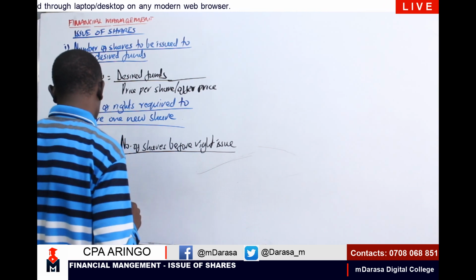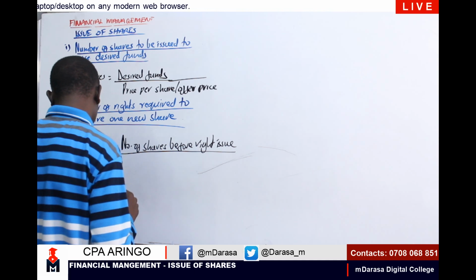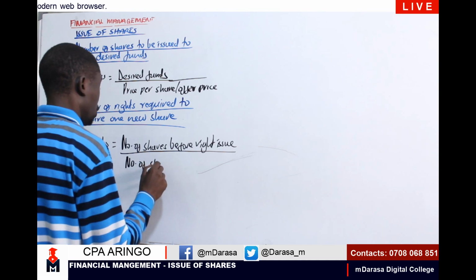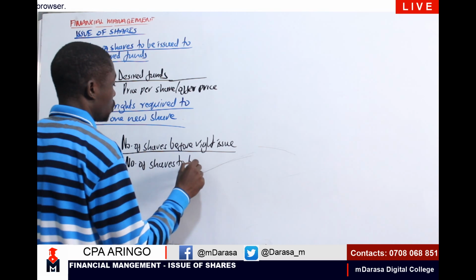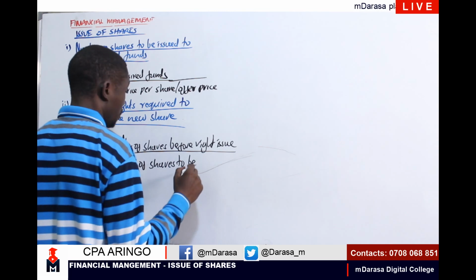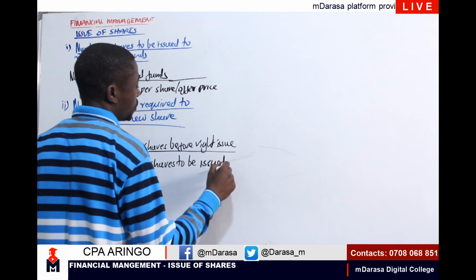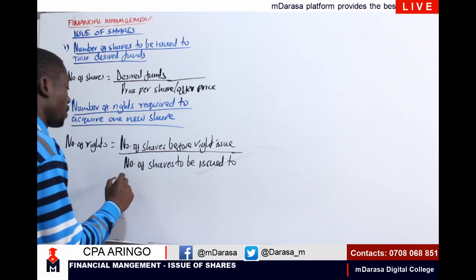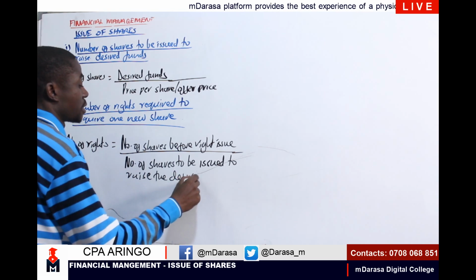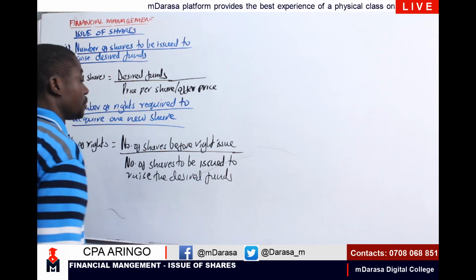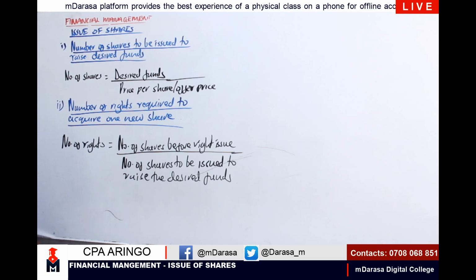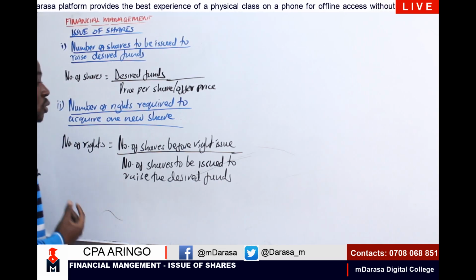We are going, of course, to divide this by the number of shares to be issued. Of course, to raise what? To raise the desired funds. That is to determine the number of rights required to acquire one new share.